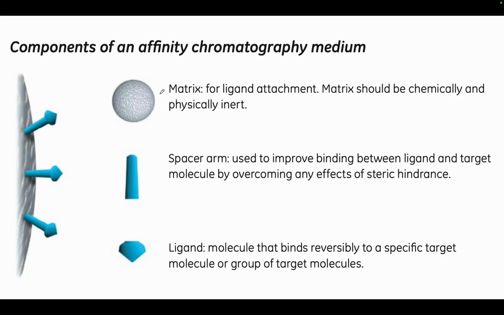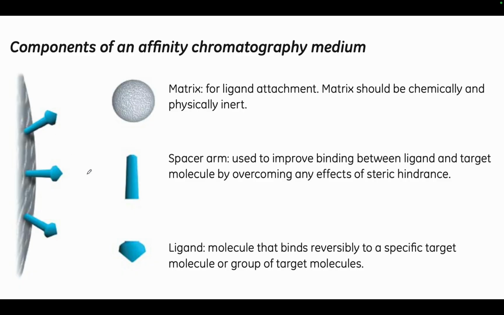So first there's the matrix. Okay, this is the material of the bead itself. It should be chemically and physically inert because obviously it should not be affected by any of the buffers that we are using in our purification process. So even if you're using a buffer at very low pH, very high pH, a lot of urea, a lot of DTT, anything like that, it should not affect the column itself. So it should be chemically and physically inert.